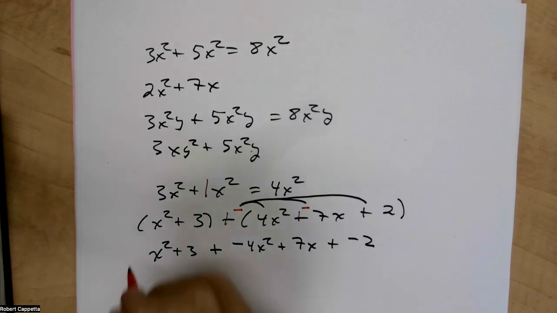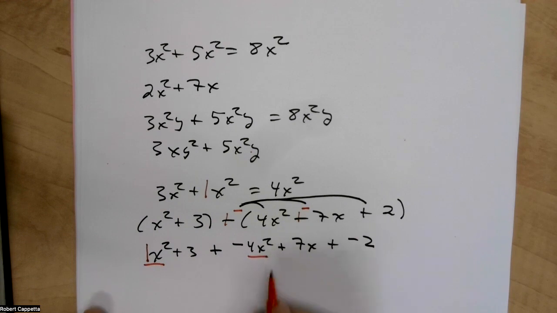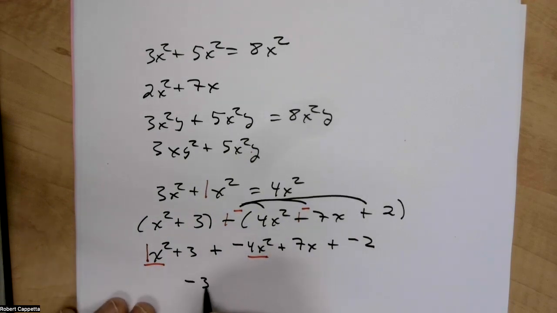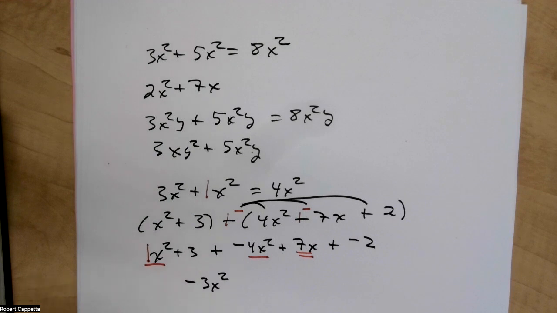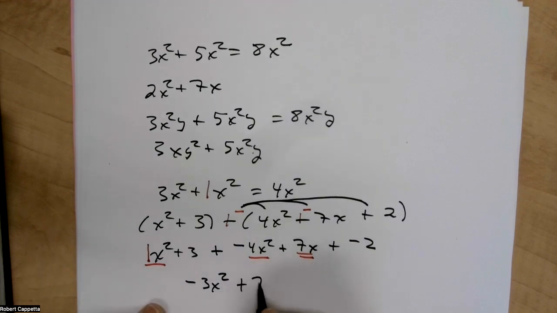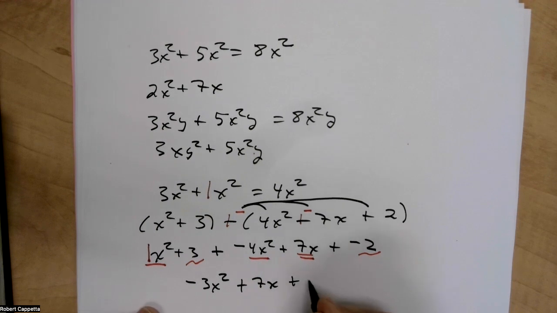Then look for your like terms, put a 1 in front of the x squared. 1x squared and negative 4x squared would give me negative 3x squared. Look for x's. I only have one x. Here's the only x I have, plus 7x. And then looking for our numbers, we have 3 plus negative 2. 3 plus negative 2 is plus 1.